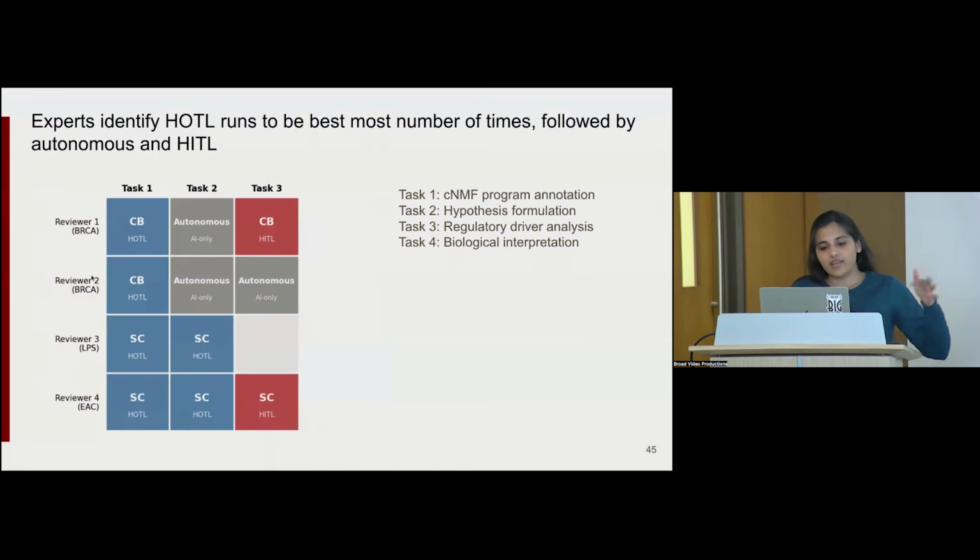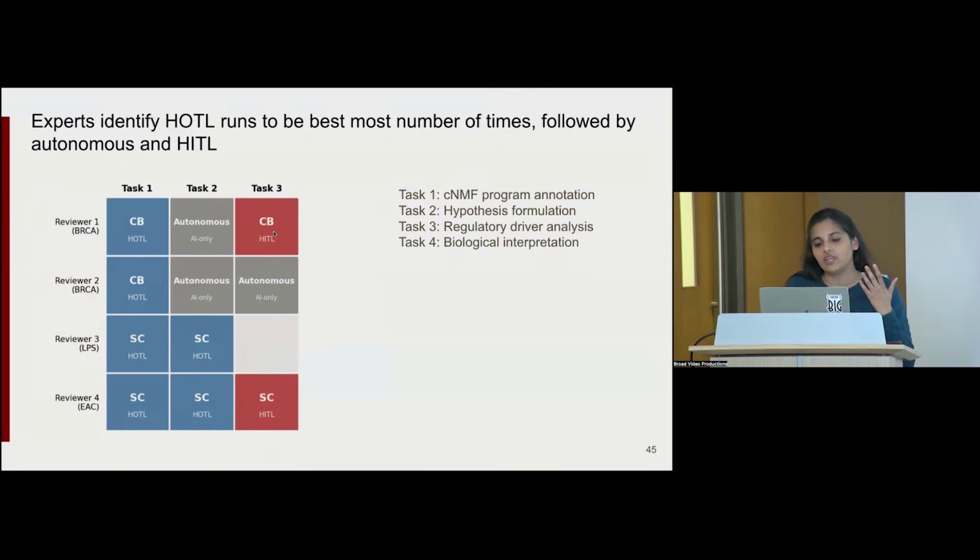And we found that a lot of the times humans were identifying outputs from tasks which were run by CB here stands for computational biology experience, and SC stands for single cell specific experience. And we find that a lot of the times they were actually finding the HOTL tasks to be pretty good or better than their own versions, equal or better than their own versions. And in 3 of the cases, actually even autonomous to be really good.